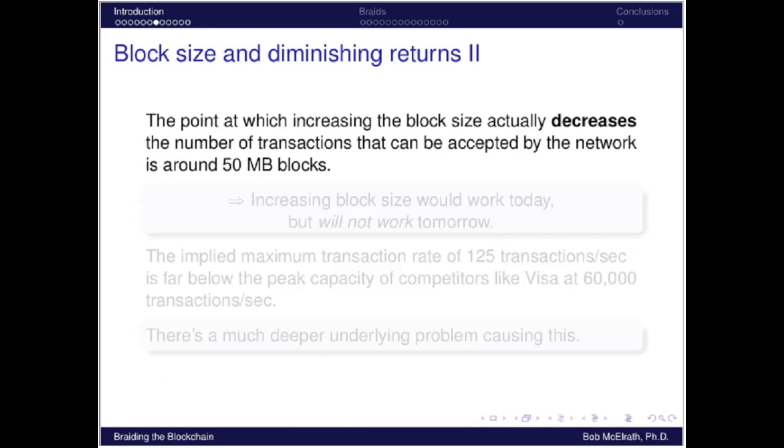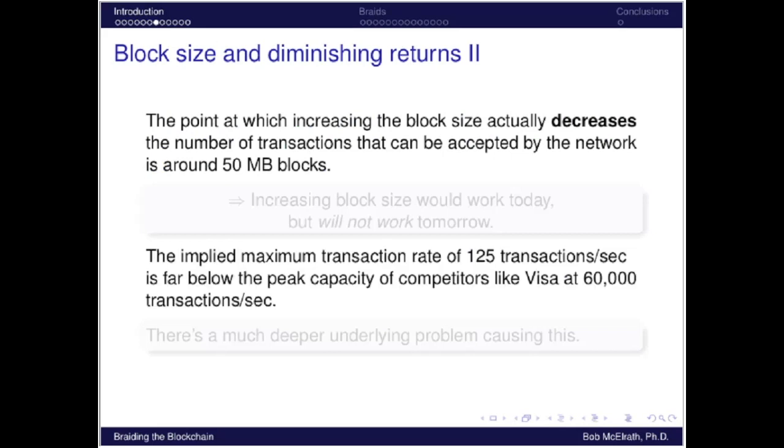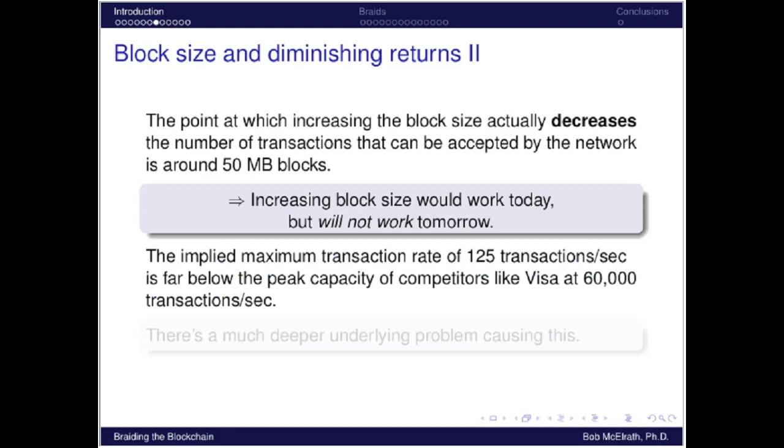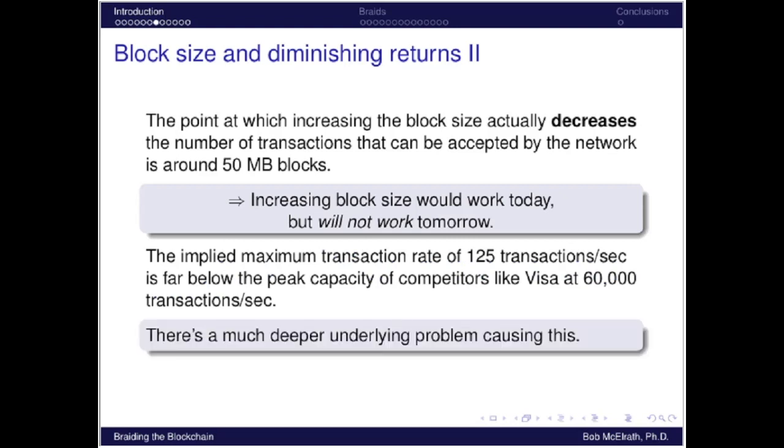The point at which increasing the block size actually decreases the number of transactions that can be accepted by the network is around 50 megabytes. This number is very fuzzy. This is not a careful analysis. I'm only trying to point out the fact that this does turn over. I would guess that it's probably closer to 10 megabytes or something like that. I've not included a simulation of the network transmission or propagation delays or anything like that.